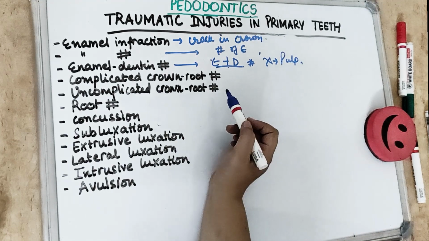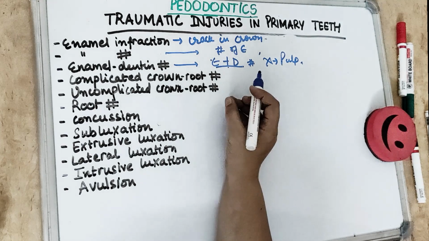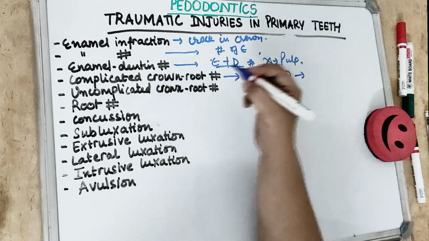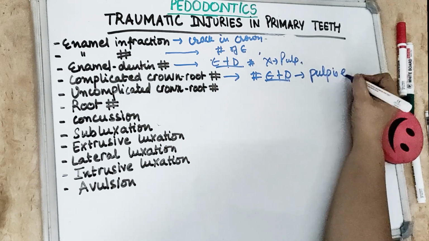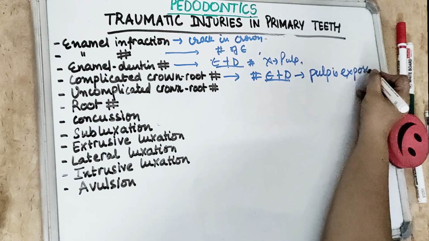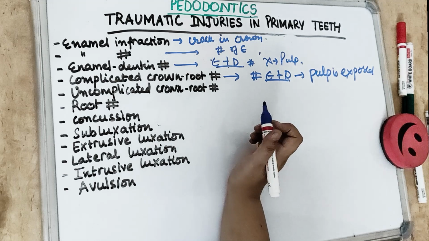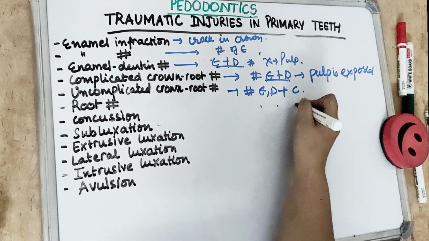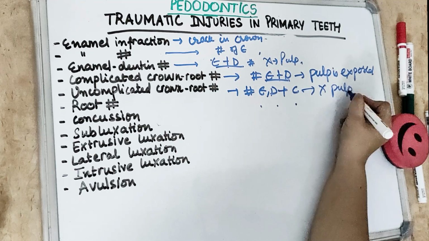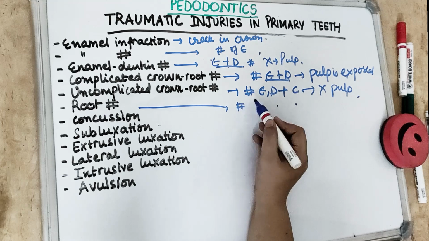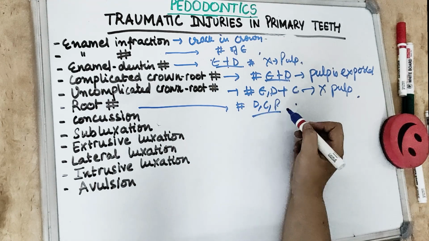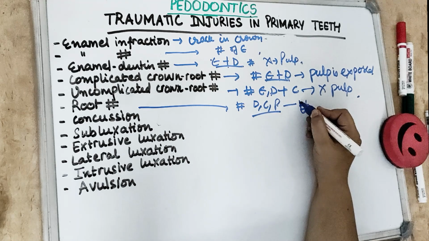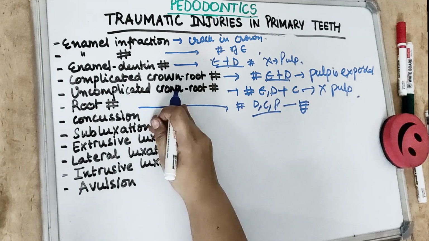Coming to the complicated crown root fracture, it is the fracture of the enamel and dentin, exposing the pulp. So pulp is exposed in the complicated crown root fracture. Coming to the uncomplicated crown root fracture, it is the fracture of the enamel, dentin and the cementum, but it doesn't involve the pulp. Coming to the root fracture, we have a fracture of dentin, cementum and the pulp. So all these three are involved, and it is further subclassified into the apical third, middle third and the coronal third. Now coming to the injuries to the periodontal tissues.